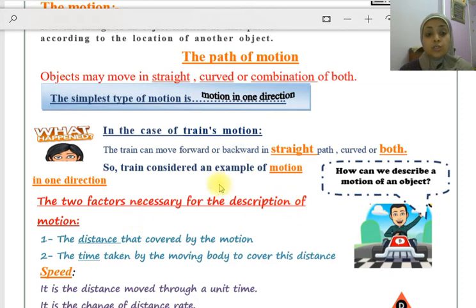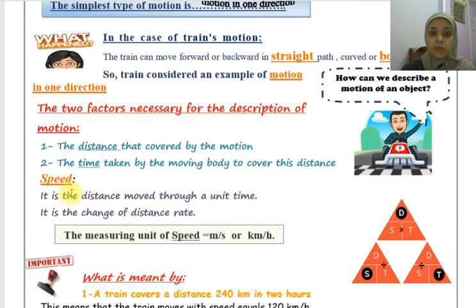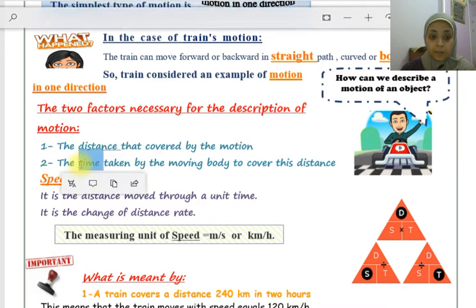One of the measure targets is to describe the motion. But how can we describe the motion? Actually, we can describe the motion by the distance that the object can cover and the time it covers it through. So we can describe the motion and its speed by two factors, the distance and the time.